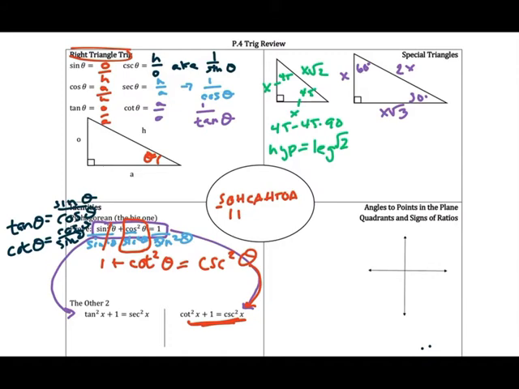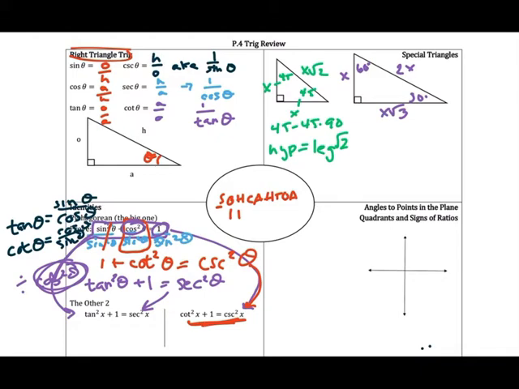Now, similarly, if instead of dividing by sine squared theta, you divided by cosine squared theta, so let's say that I divided by cosine squared theta. Sine squared divided by cosine squared would be tangent squared theta. Cosine squared divided by cosine squared would be 1. 1 divided by cosine squared. 1 over cosine is secant, so this would be secant squared theta. And that gets us this one.